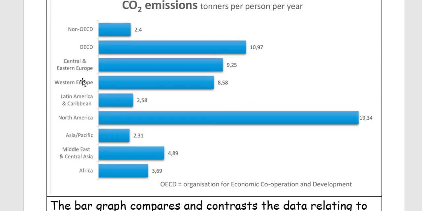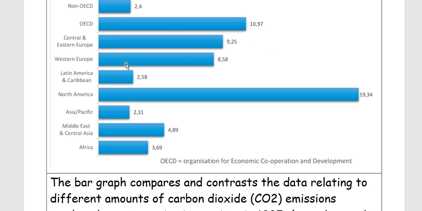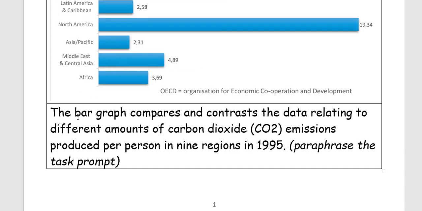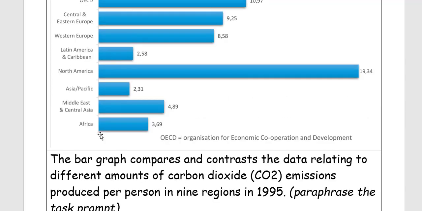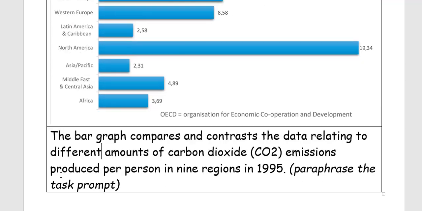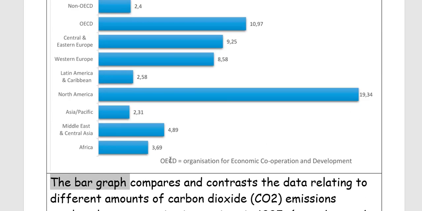Okay, so here's our graph, and this graph is called a bar graph. So first, we need to write the introduction. The bar graph compares and contrasts the data relating to different amounts of carbon dioxide emissions produced per person in 9 regions in 1995. Okay, first you must indicate the type of the graph that you are describing. So in this case, you should say the bar graph. Okay, not just the graph or this graph, but the bar graph.